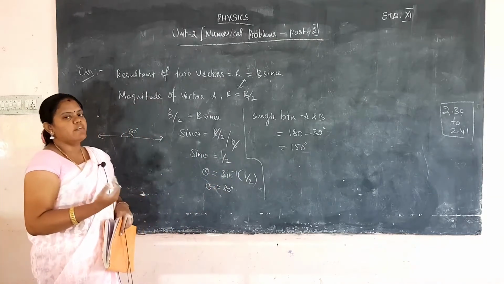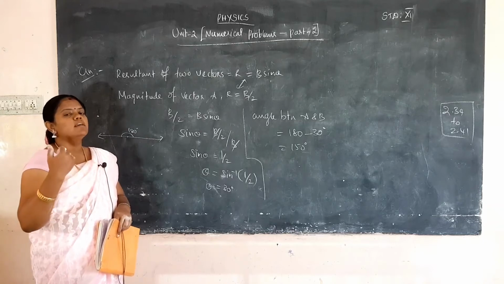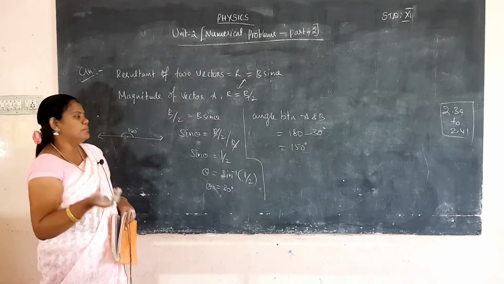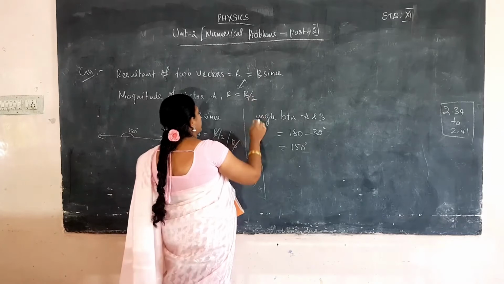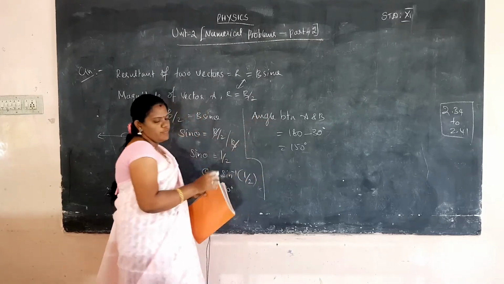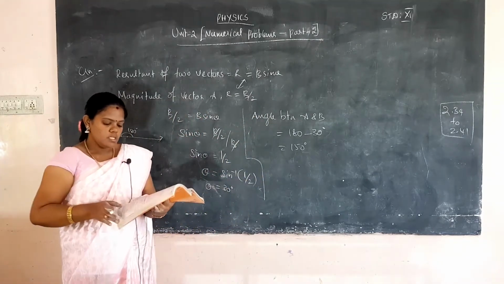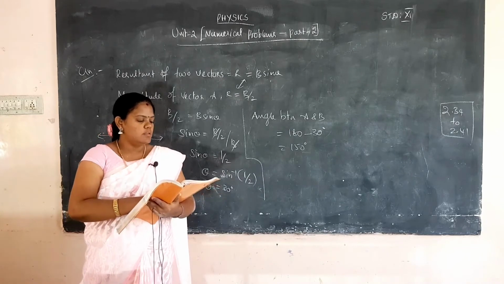And this theta value will be subtracted from 180 degrees. We easily find the angle between A and B. So the angle between A and B will be equal to 150 degrees. Next problem, go for the next one.